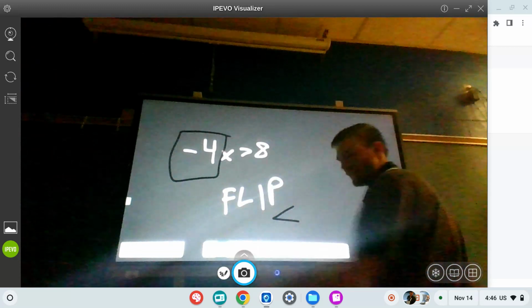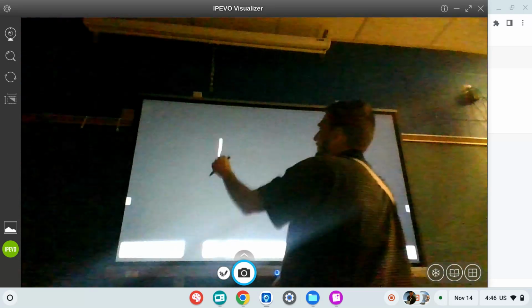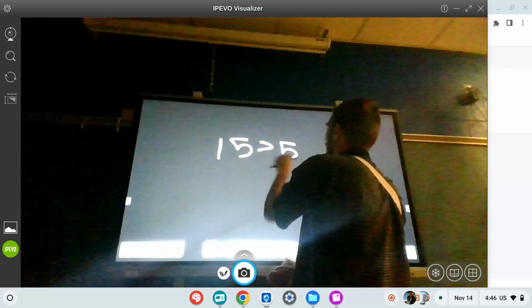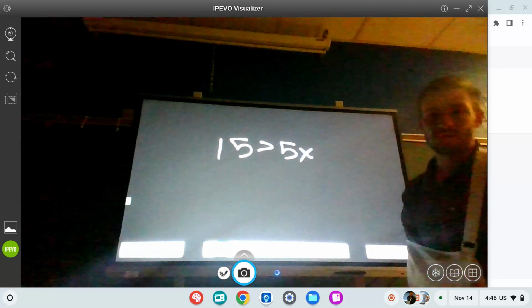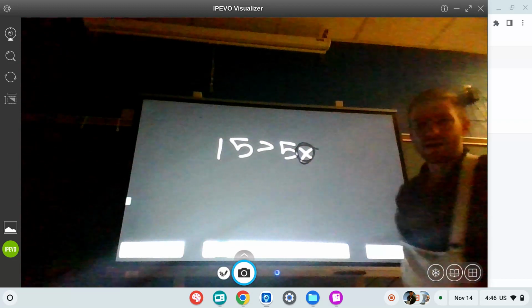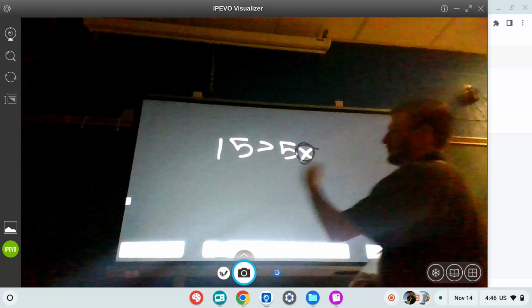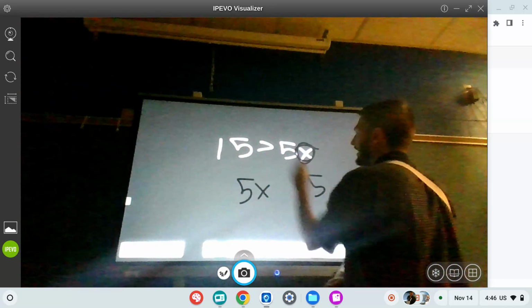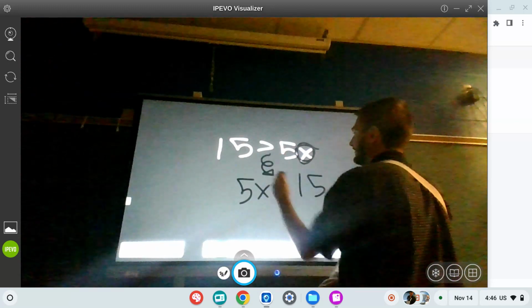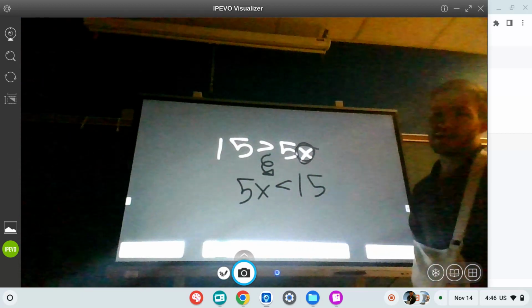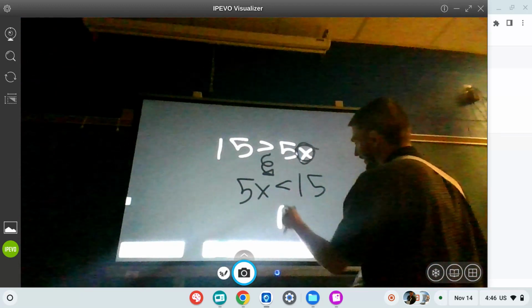Next question on the notes is 15 greater than 5x. Well, I'm noticing right away, where is my x? My x is on the right. I'm going to have to rewrite this. 5x, 15. I'm going to have to turn it around. Greater than becomes a less than.